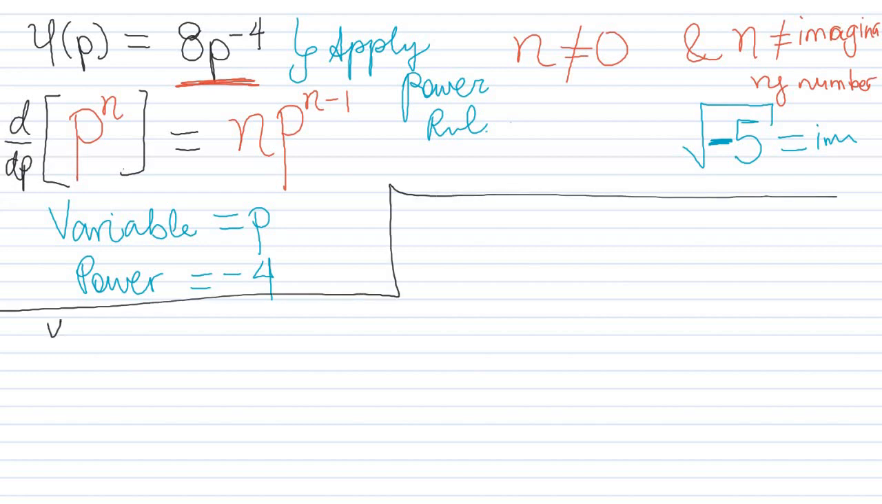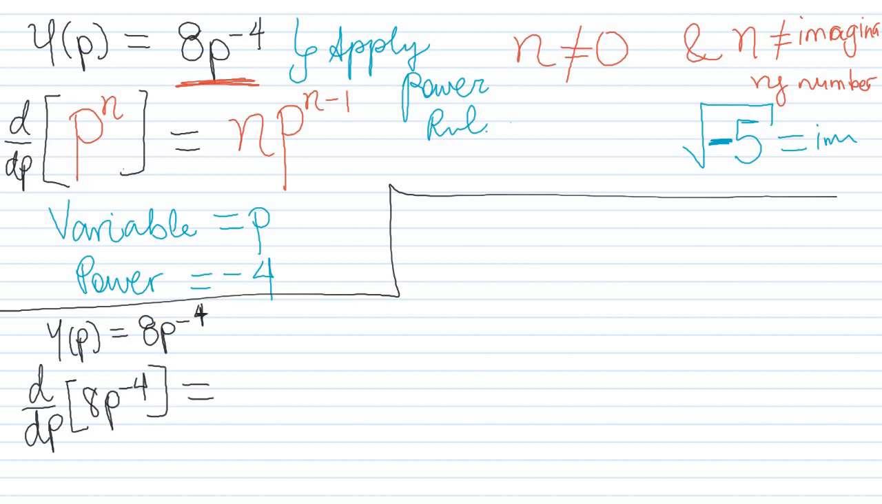So we have y of p, 8p raised to the power negative 4. So when we have that, we're going to differentiate. So d/dp of 8p to the negative 4 is the same thing as dropping down the power of p, that means we're going to drop down negative 4, right? When we do that, don't forget that there is an 8 there. So instead, what I would advise you to do is we're going to bring out the constant 8, bring that out, then you multiply that constant.